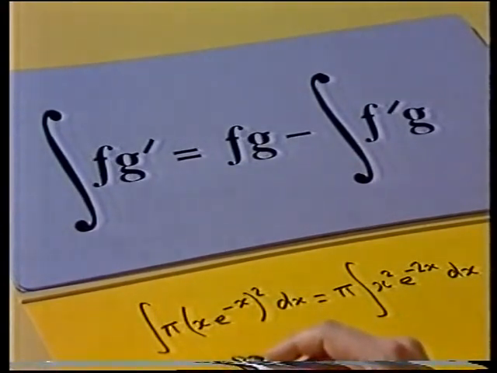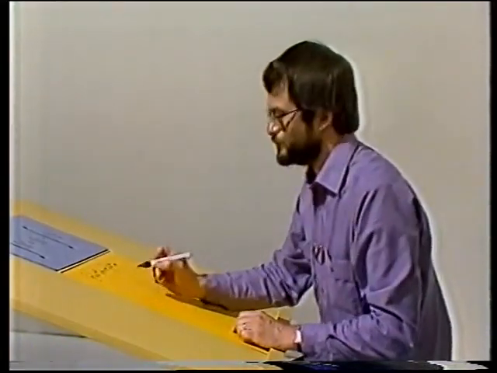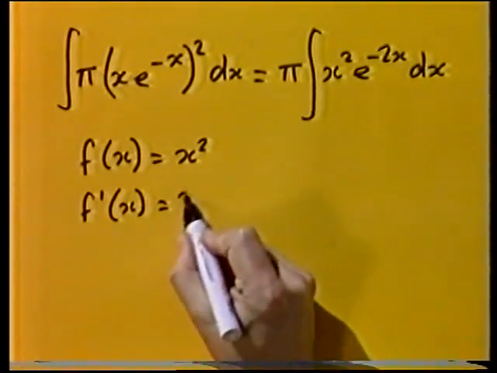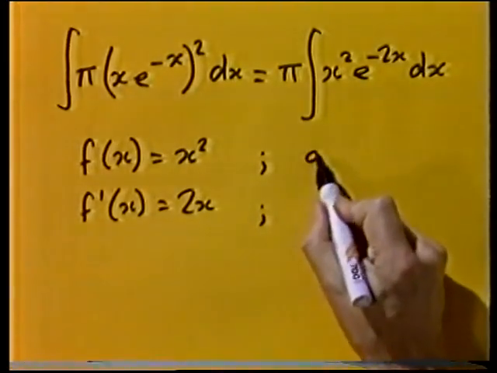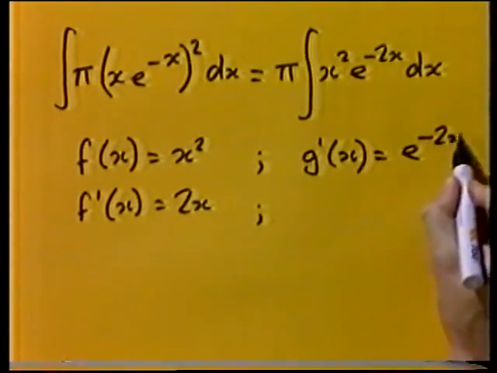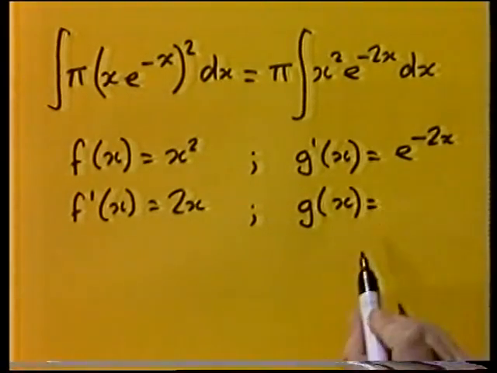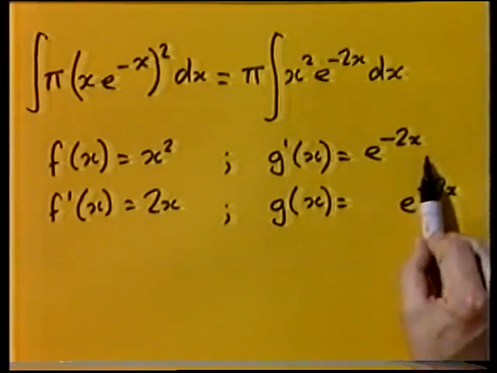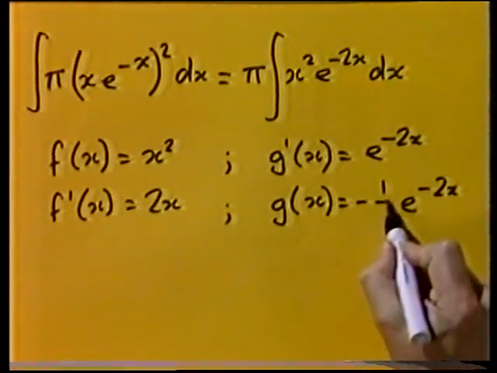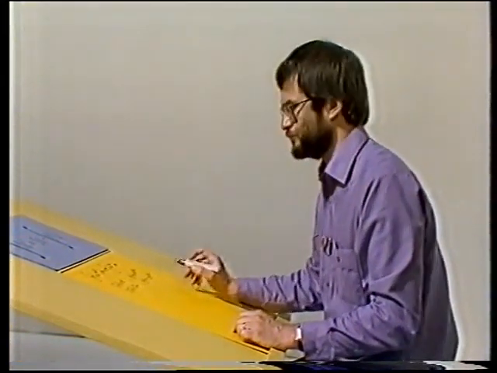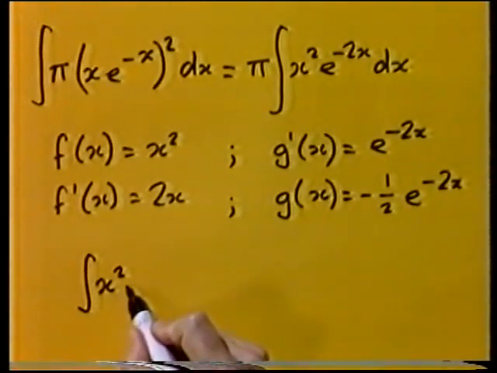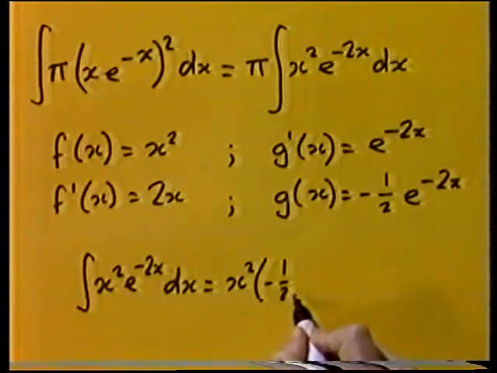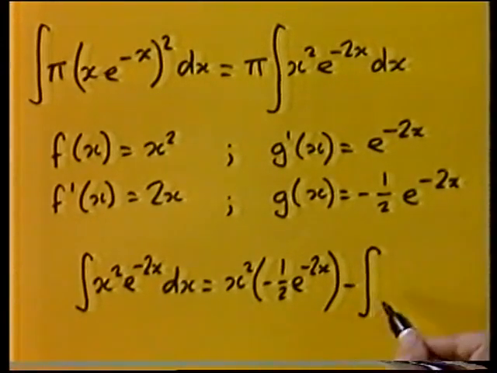Because if I take x squared as f, f prime will be an easier function. So let's do it. f prime of x is 2x. That leaves g prime of x as e to the minus 2x. So what is g of x? Well, let's try e to the minus 2x. Differentiating that gives us the e to the minus 2x we want times minus 2. So g of x must be minus a half times this. So now we can apply the method. The integral of f g prime is f times g minus the integral f prime times g.